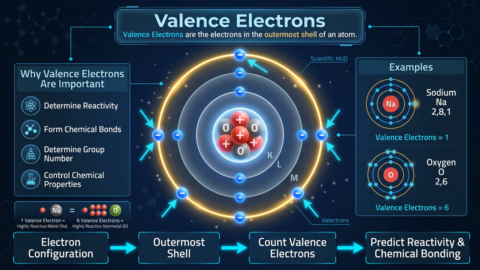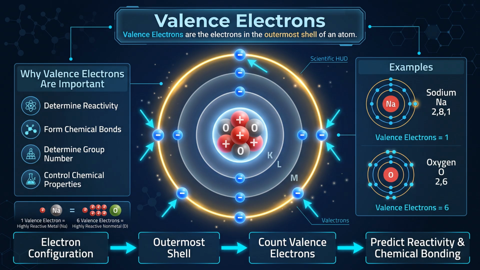These electrons are the most important electrons because they are directly involved in chemical reactions, chemical bonding, and the formation of compounds. While the inner electrons remain close to the nucleus and usually do not participate in chemical reactions, the outermost electrons interact with other atoms. Therefore, when chemists study how elements react, they focus mainly on the valence electrons rather than all the electrons in the atom. To understand valence electrons, imagine an atom as a multi-story building.